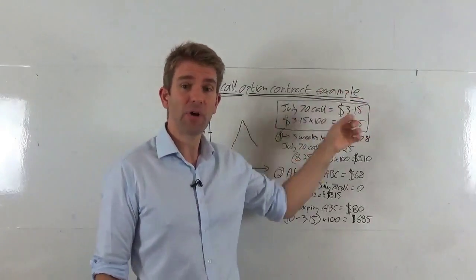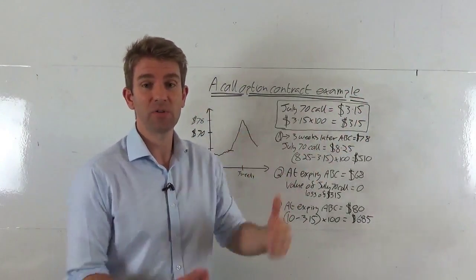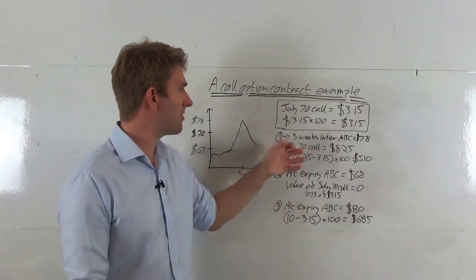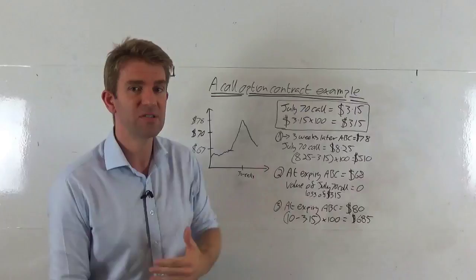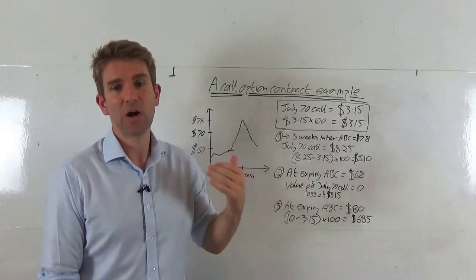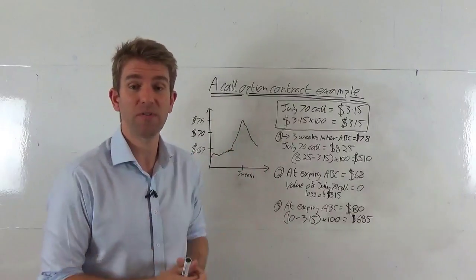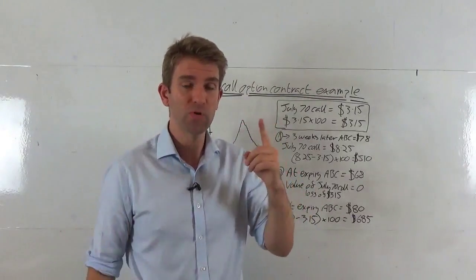Don't forget, the price of that is going to be based on the time to expiry. So whether we are 3 weeks ahead, 3 months ahead, whatever it is, it's going to be how far away it is and the volatility of the asset that we're trading. But anyway, forget about that for now. The price is just $3.15, and we decide to purchase one options contract.